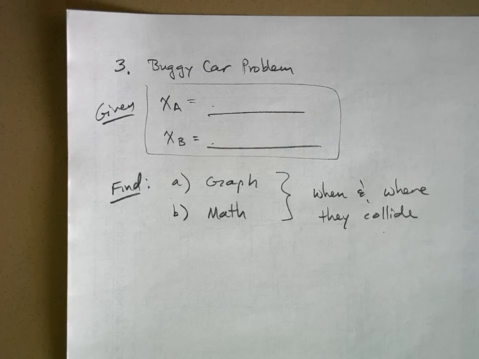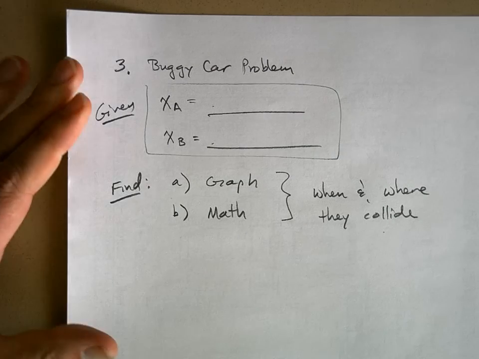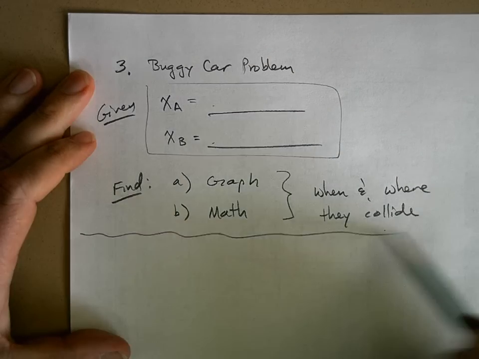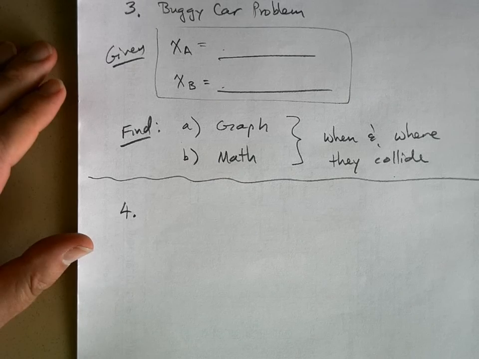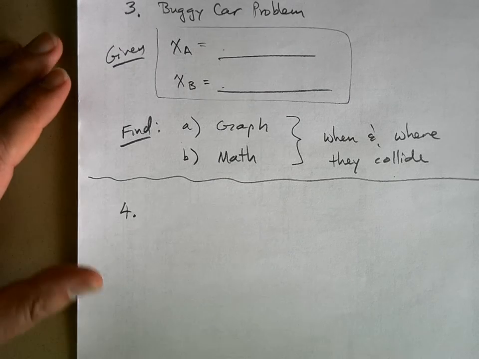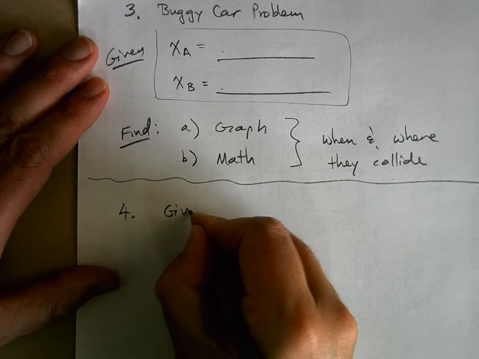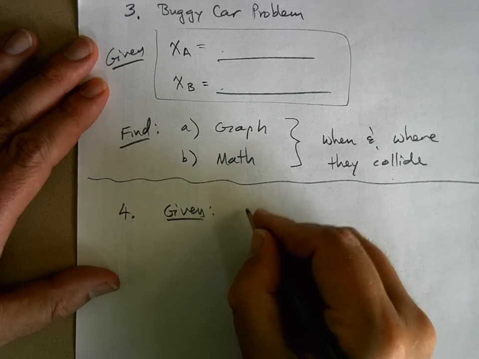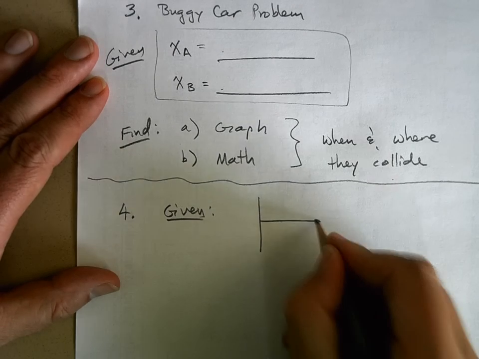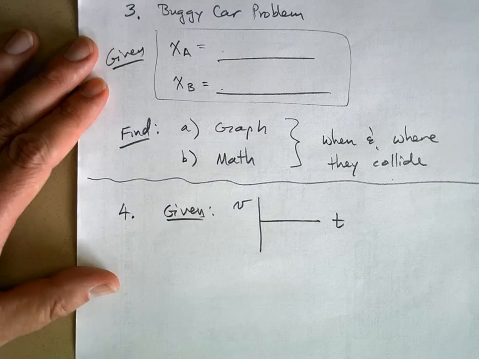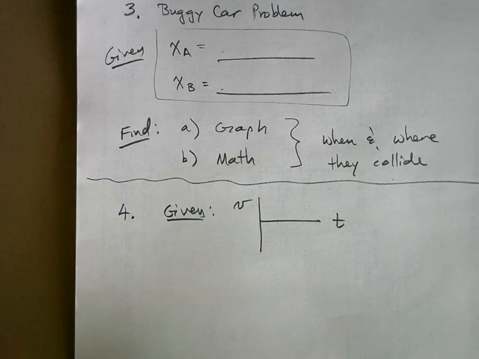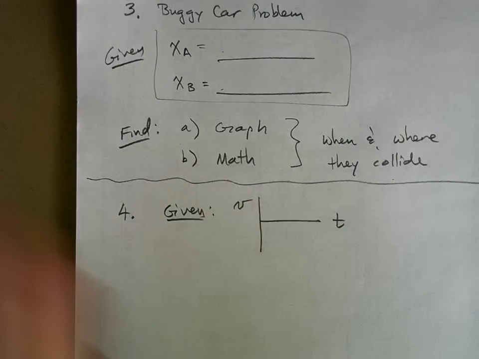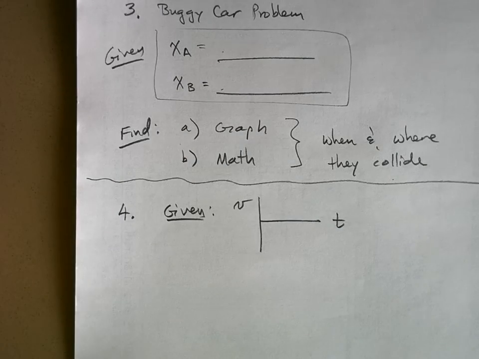And then number 4, just practicing this more and more. For number 4, here's what's given. I give you a velocity versus time graph. So on a graph you're shown what the velocity is of an object, and the velocity does change a little bit.